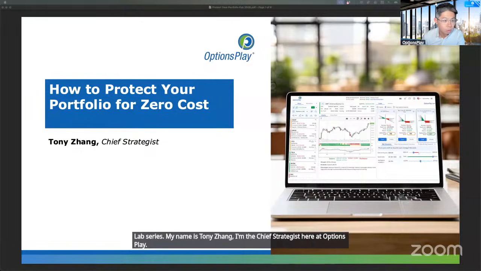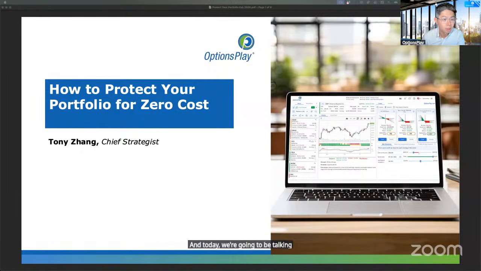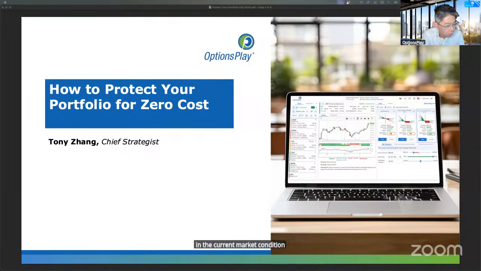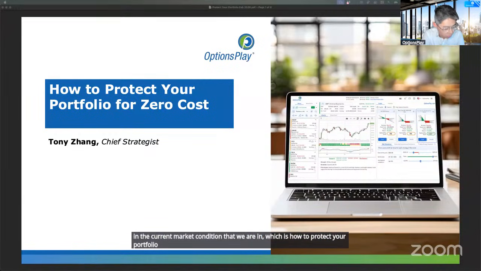And today we're going to be talking about a topic that I think is going to be fairly relevant for a lot of traders in the current market condition that we are in, which is how to protect your portfolio for zero cost.